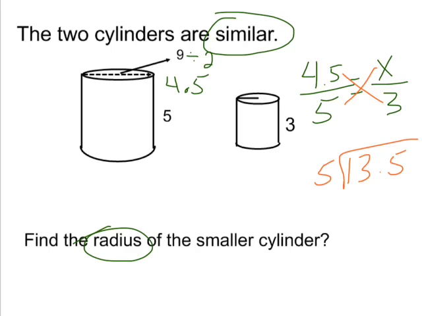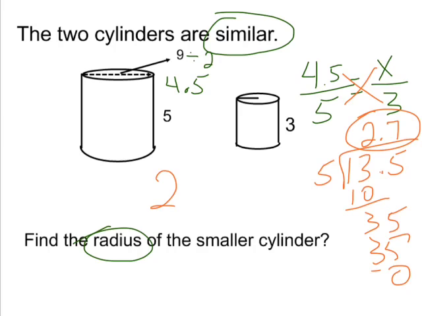5 goes into 13 2 times. We have a remainder of 3. Bring down your 5. Don't forget your decimal up here. And then 5 goes into 35 7 times exactly. So our answer is 2.7 will be the measurement of the radius.